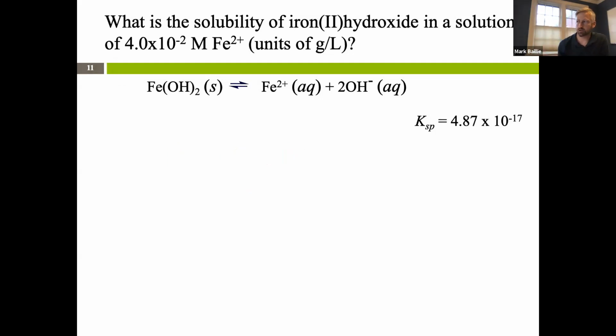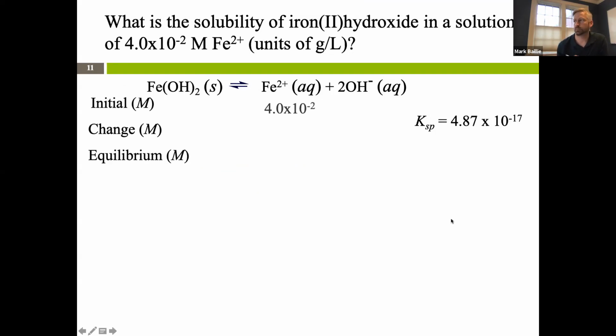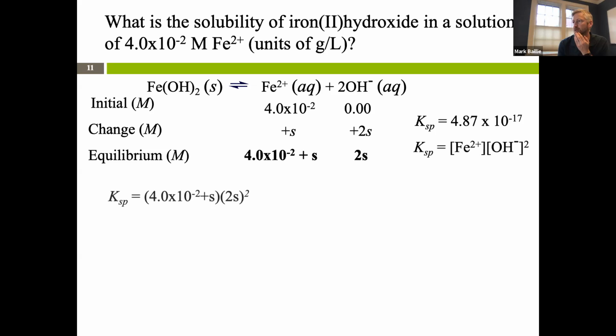So the way that we would calculate that would be an ice table, but we would start with the amount in there instead of 0 for one of them. And then we would do the exact same thing. But now, is there a way we can do this without being super complicated? Maybe. Let's make the assumption, let's see if the assumption will work. Less than 5%, right? That simplifies our calculations a lot.